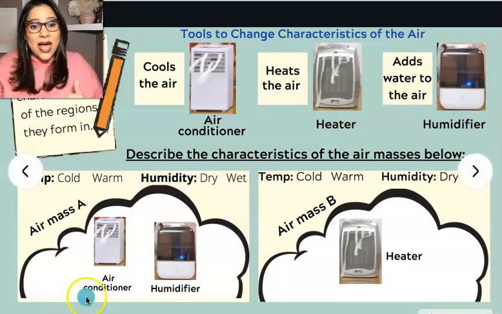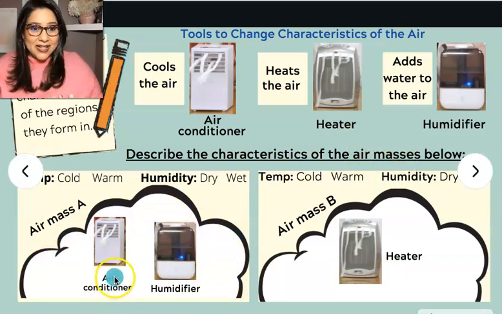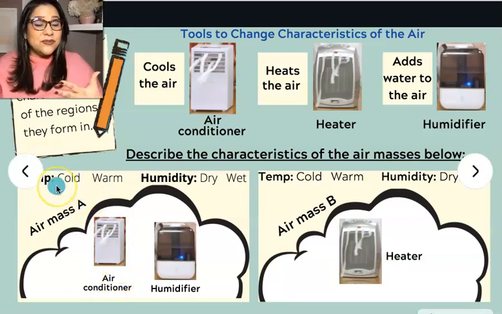So now I want you to describe the characteristics of the air masses below. You're going to observe the air mass and you're going to see what tools are inside the air mass that are affecting those characteristics. And you're going to either circle for temperature cold or warm, and for humidity, dry or wet. So at this point, you can pause the video, try these two problems out, and then when you're done, press play to go over it as a team.